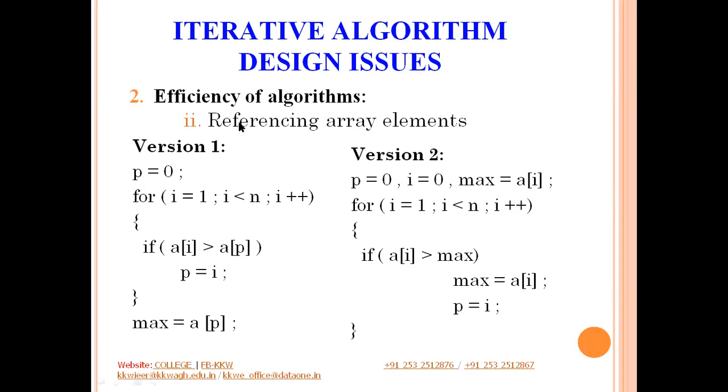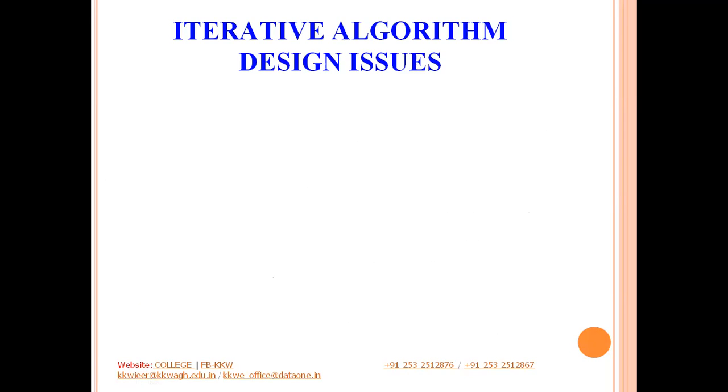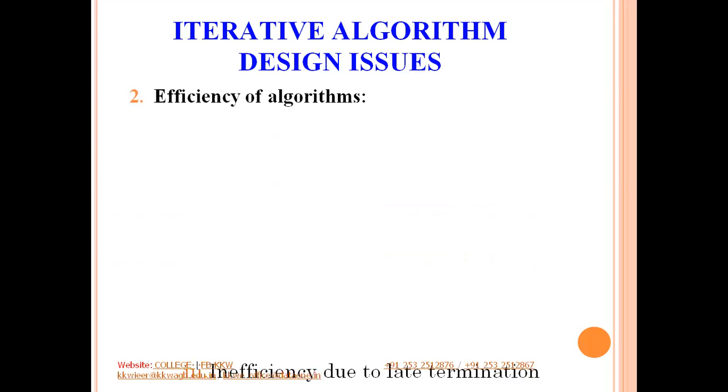Okay, so that is how you can improve the efficiency by using the minimum number of array references. So this version is much more efficient as compared to the first version. No doubt, both of them give the same output, which is correct. But still, when it comes to efficiency, this second version is better. So that is the second way of improving the efficiency of the algorithm.